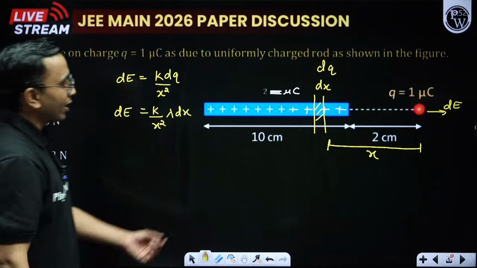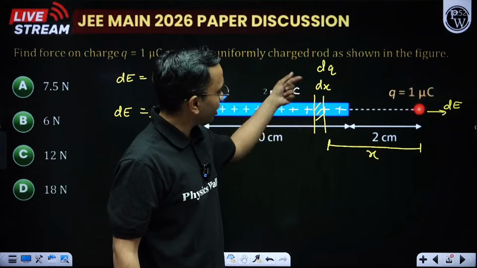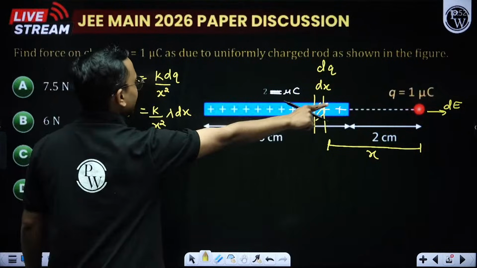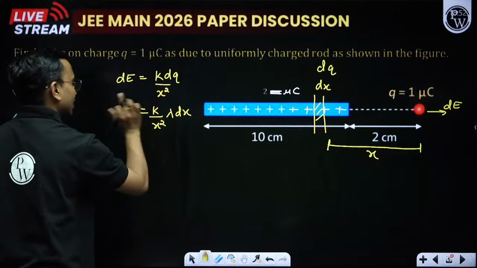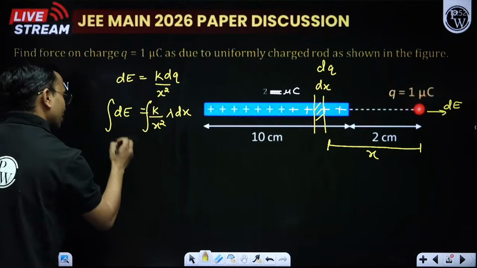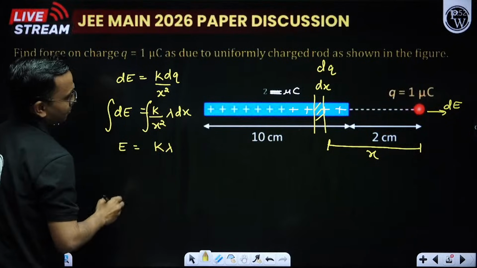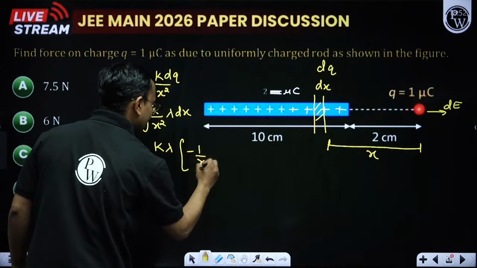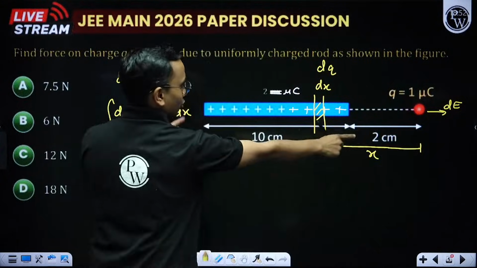Yeah, dq I can write as lambda dx charge, because that is uniformly distributed. That becomes my dq, and due to this dq the field is dE, that dE becomes k dq divided by x square. dq is lambda dx. Now integrate it. So total electric field will become k lambda into integral of 1 by x square. Integration is minus 1 by x. X goes from 2 centimeter to 12 centimeter.